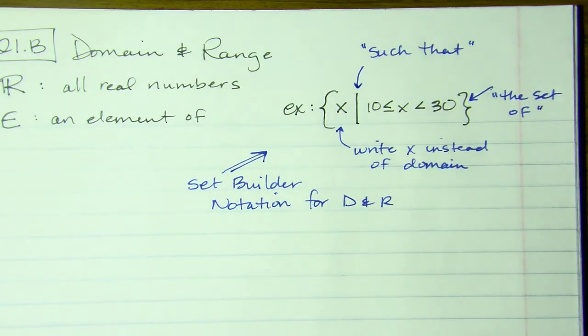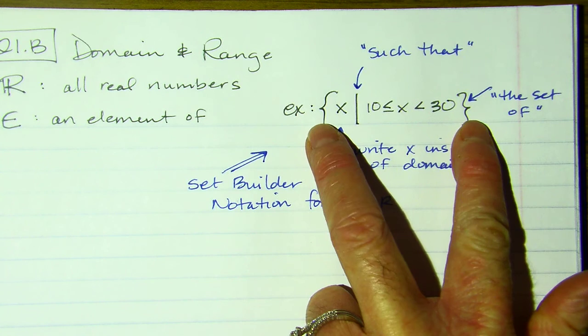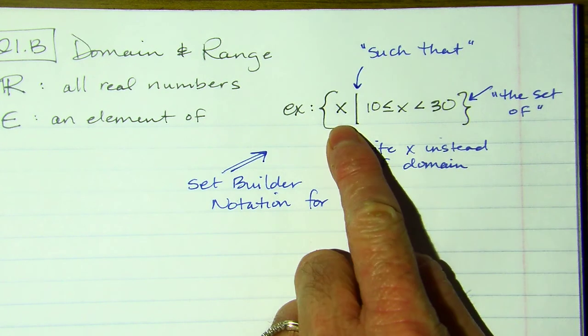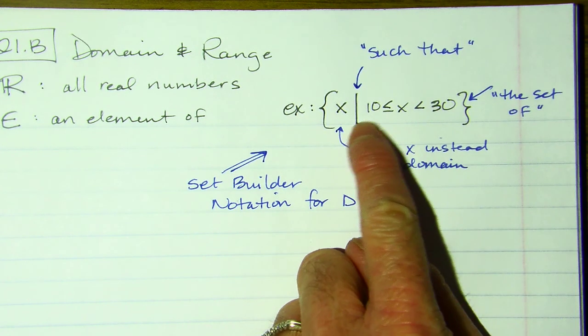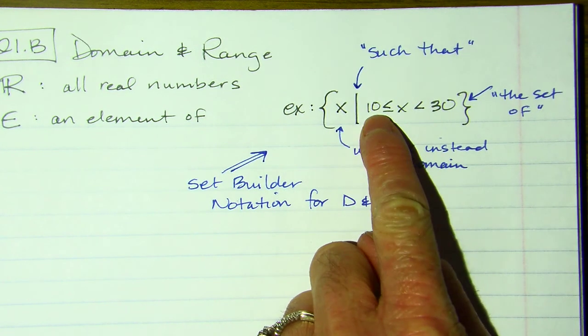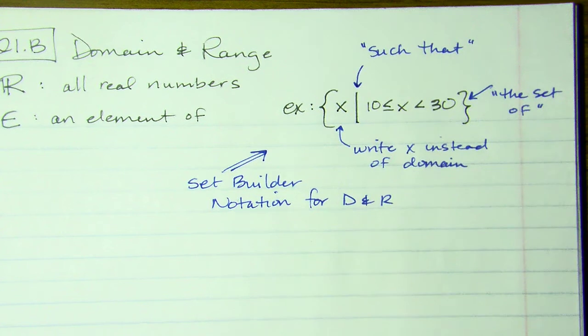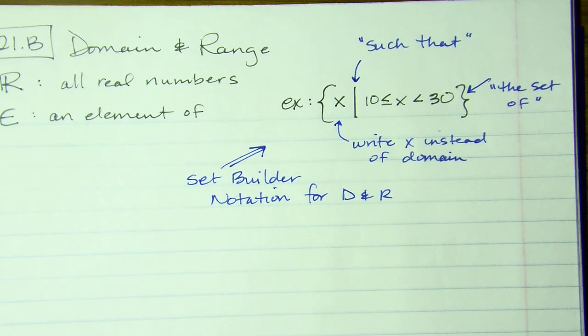So I hope you're getting the picture that in math, we're trying to use all these symbols instead of words because that's why we like math, right? It's not an English lesson. We don't want to write sentences. So this is the set of X, or your set of domain, is such that X is greater than or equal to 10 but less than 30. So we're going to be using set builder notation to define domain and range.